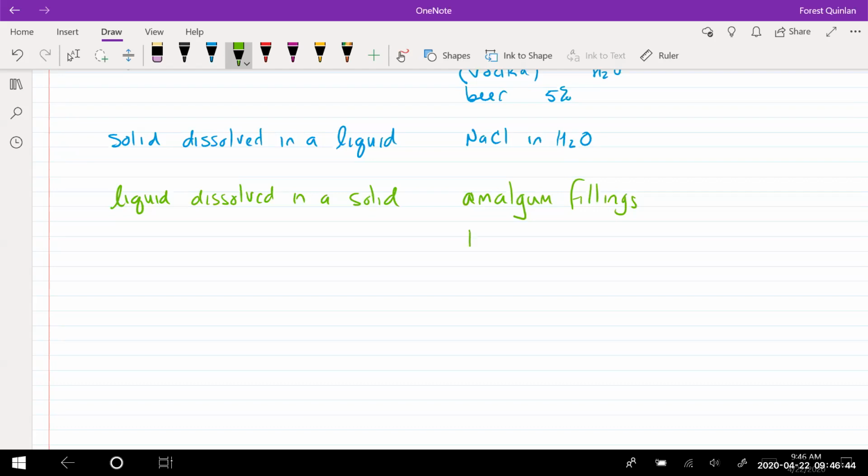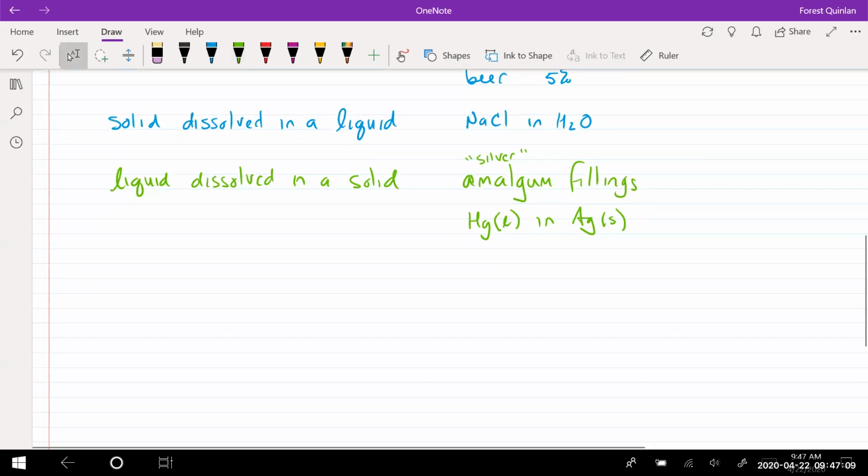And this is where you have liquid mercury in solid silver. These are those so-called silver fillings in your mouth. So these are the silver fillings. Again, kind of a rare case, but they do happen, and it is technically a solution made of those. And that solution is actually called an amalgam.